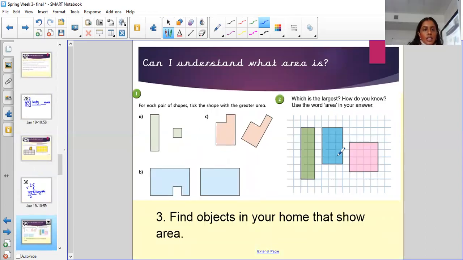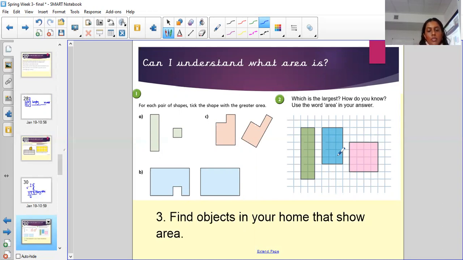Okay, so here are your questions for today's lesson. You've got 3 challenges. For each pair of shapes, tick the shape with the greater area. So have a look at the shapes that you have, and you can tick or you can draw the shape with the greater or larger area. Question number 2, which is the largest and how do you know? Use the word area in your answer.